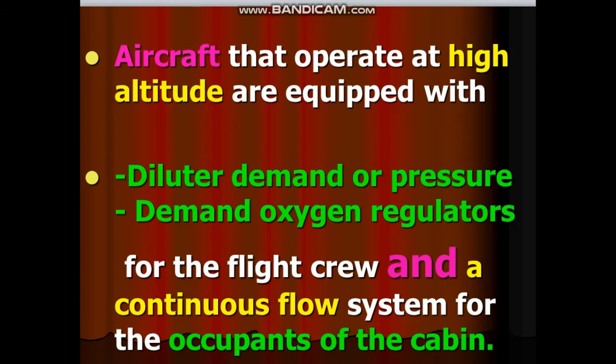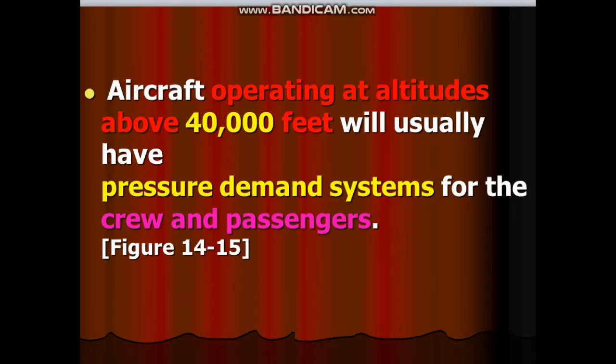Aircraft that operate at high altitude are equipped with diluter demand or pressure demand oxygen regulators for the flight crew, and a continuous flow system for occupants of the cabin. Aircraft operating at altitudes above 40,000 feet will usually have pressure demand systems for the crew and passengers.